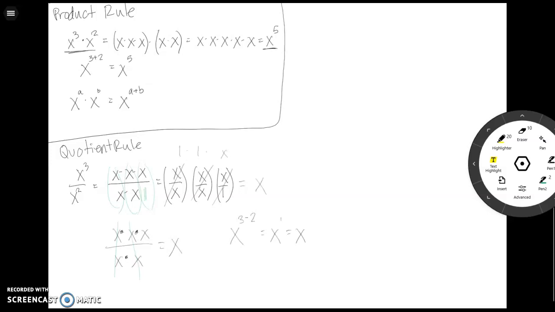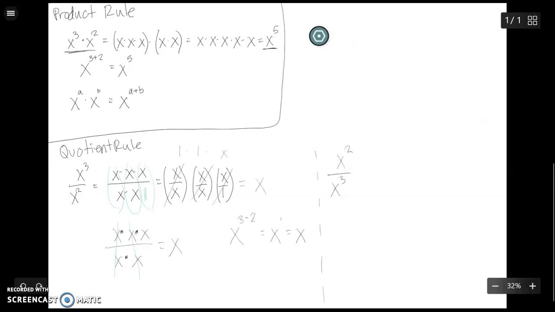Let's do one different thing with the quotient rule before we move on. I want to take a look at what it might look like if I had x squared over x cubed. In this case, if we simplify the way we did in this example down here, the second way, then it would be x times x over x times x times x. I can start canceling things out, and then I'm just left with 1 x on the bottom.